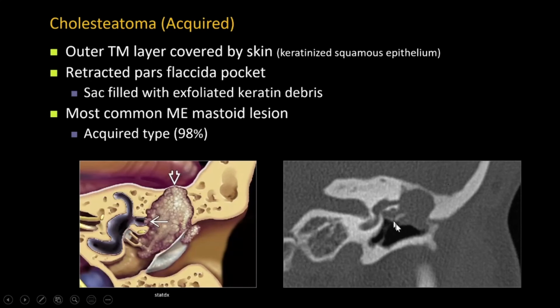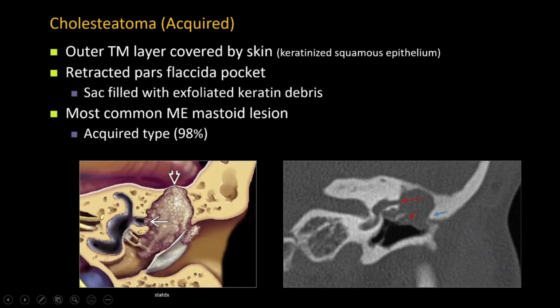This is a real-life example that almost corresponds to this cartoon. You can see blunting of the scutum, marked expansion of Prussak's space. You can see very thinning of the tegmen tympani and erosion through the lateral semicircular canal. Also, you see that the ossicle is almost entirely eroded.